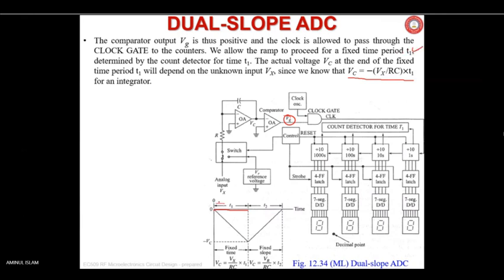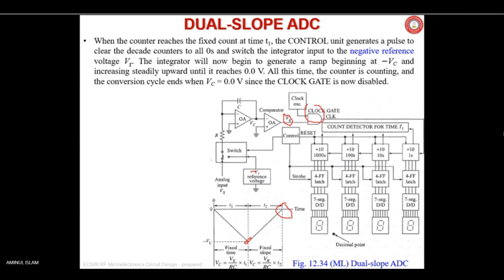This is the time period from here to T1, determined by the count detector. So the actual voltage Vc at the end of the fixed time period T1 will depend on the unknown Vx. Since we know that Vc equals minus (Vx by Rc) into T1 for an integrator. So we are talking about the integrator only, which you have seen earlier also, today also.